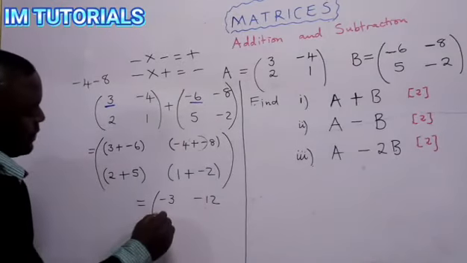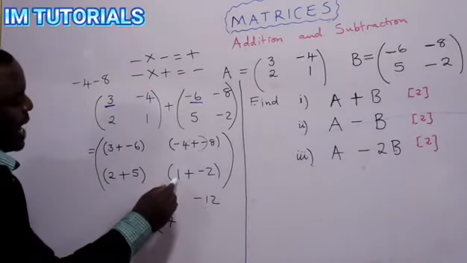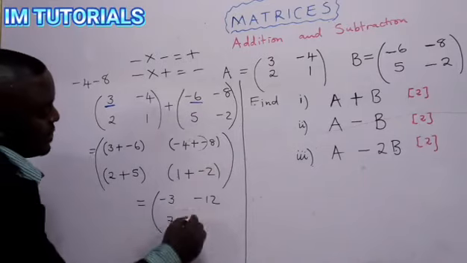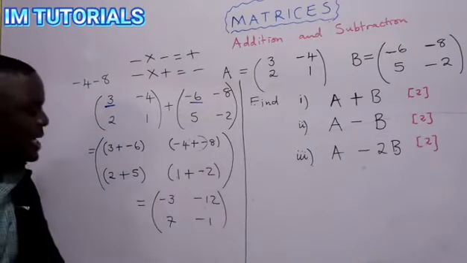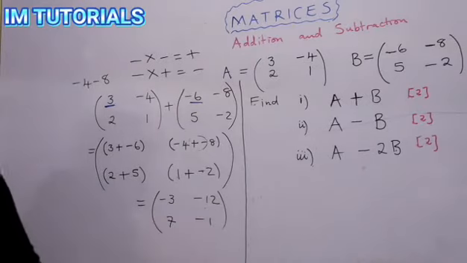2 plus 5, you get 7. 1 plus minus 2, you get minus 1, since plus and minus produce a minus. So 1 minus 2, you get negative 1. So this is your answer. Right, then move on to the next part of the question.